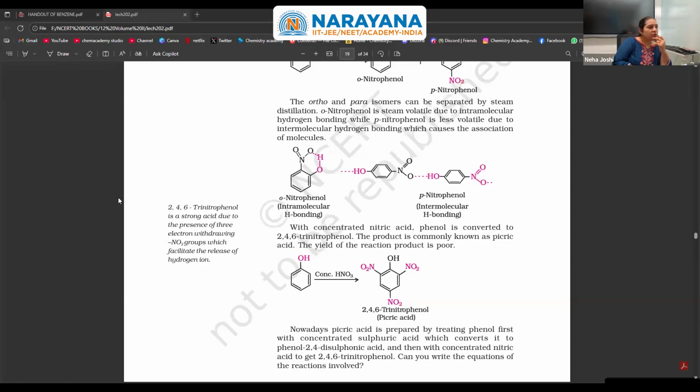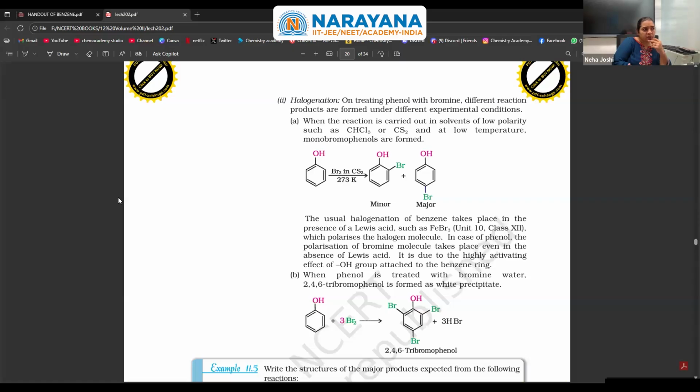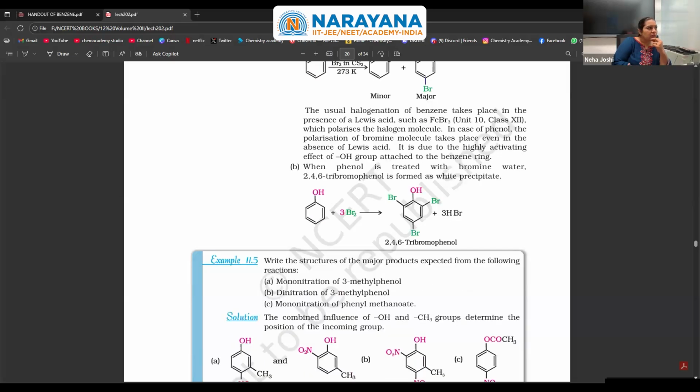So what I wanted to tell here is that this is a very important topic in 12th NCERT phenol. Direct concentrated HNO3 gives picric acid, 2,4,6-trinitrophenol. Bromine in CS2 gives major and minor products. Major is para, which we have already discussed. Bromine water gives 2,4,6-tribromophenol. That is fine.